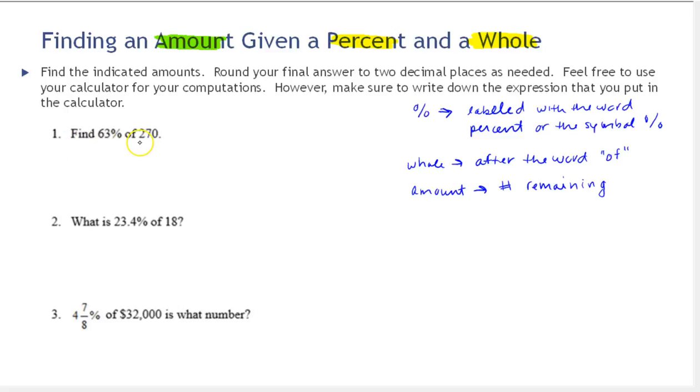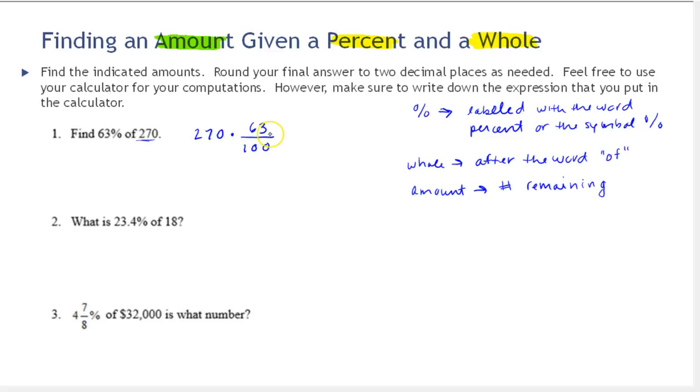Find 63% of 270. Okay, so we're going to take our whole, which is followed by the word of, so 270, and 63% is 63 out of every 100 parts, or we can think we're going to write a fraction. We want to cut 270 into 100 pieces, so cutting is putting 100 in the denominator, and then we want 63 copies of those. That will give us 63%.